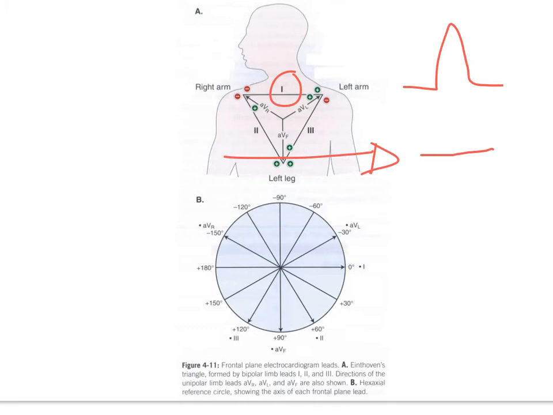So I hope this helps you appreciate that we are able to look at electrical activity in the heart from different angles, and based on the positioning of our leads, we can pick up where there's a strong electrical activity going in one direction versus the other in the totality of the heart.